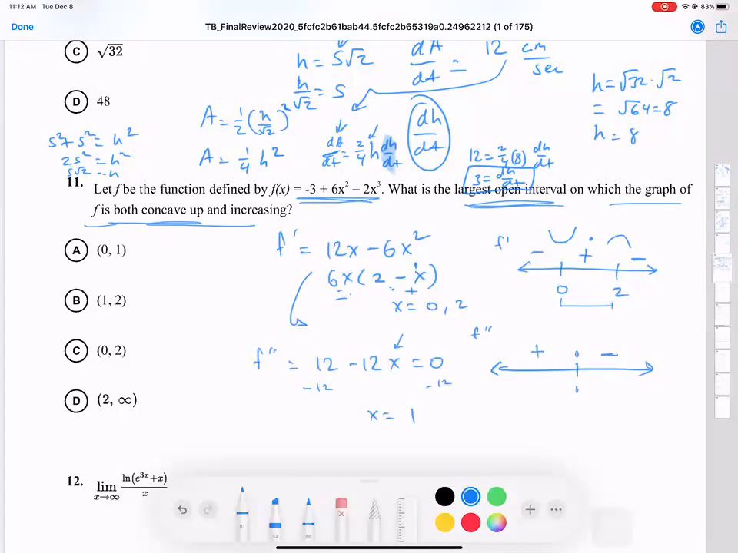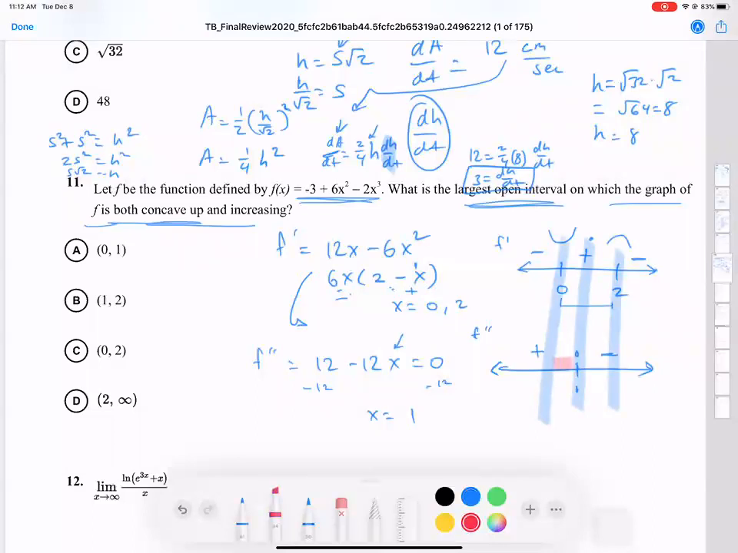So at what interval is this going to be not only concave up, but also increasing? If you notice, I drew two graphs. At what interval is it going to be concave up and increasing?